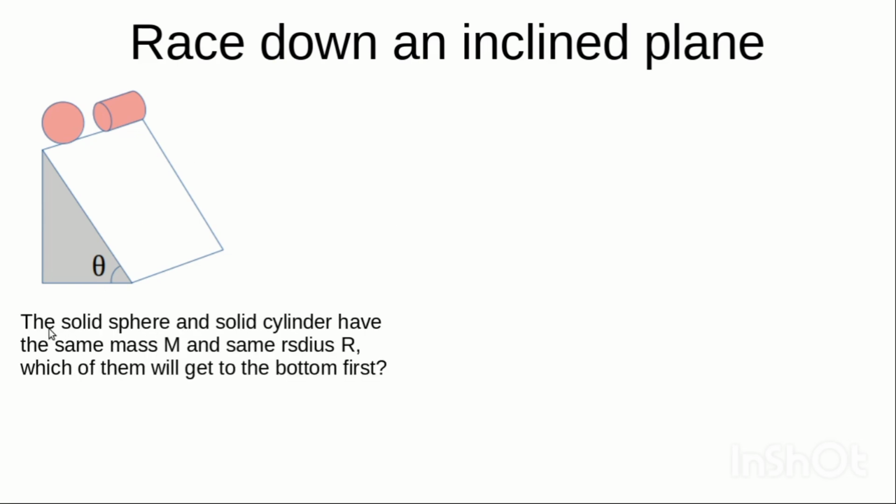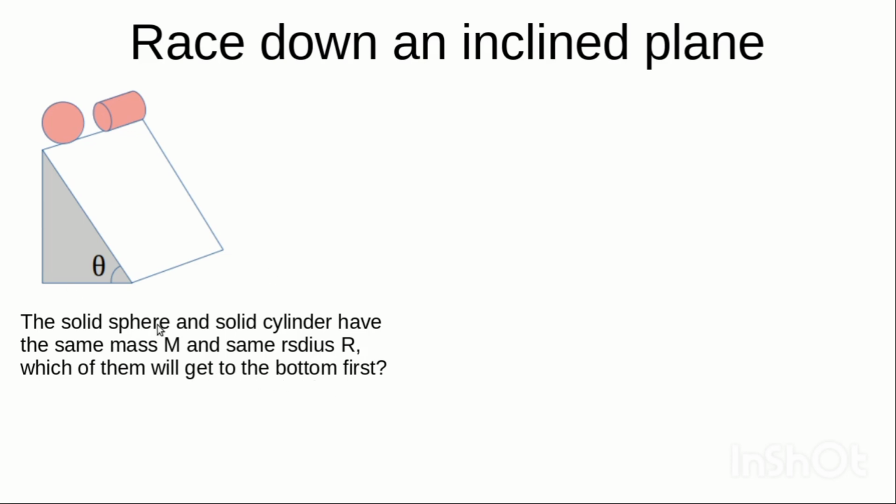In this video, we are going to be taking a look at a problem under inclined plane. And the problem we want to solve has a diagram of this form. So the question that can come out of this diagram has this statement that we have a solid sphere and a solid cylinder. Both of them have the same mass and the same radius. So the question is, which of them will get to the bottom first?